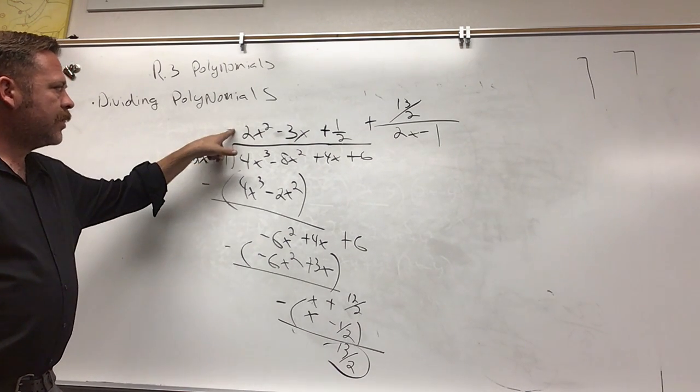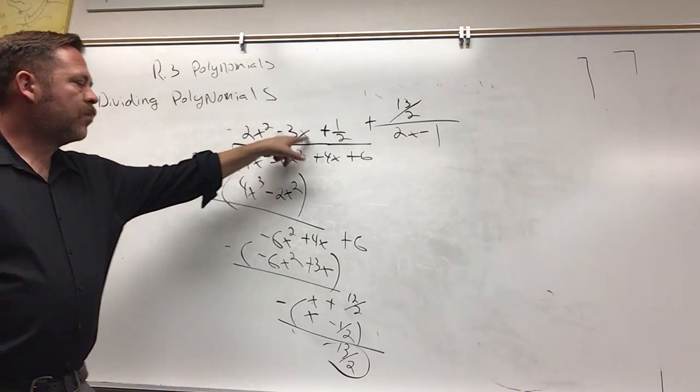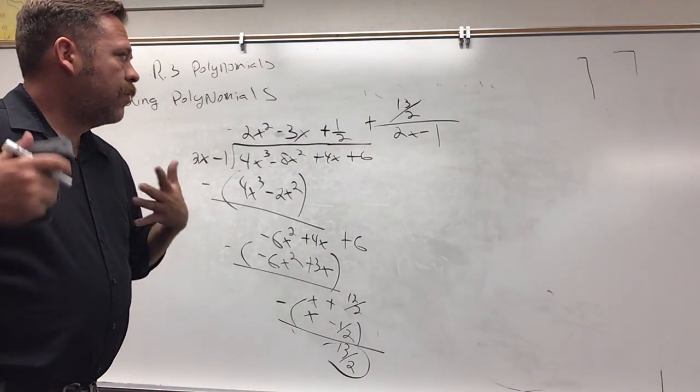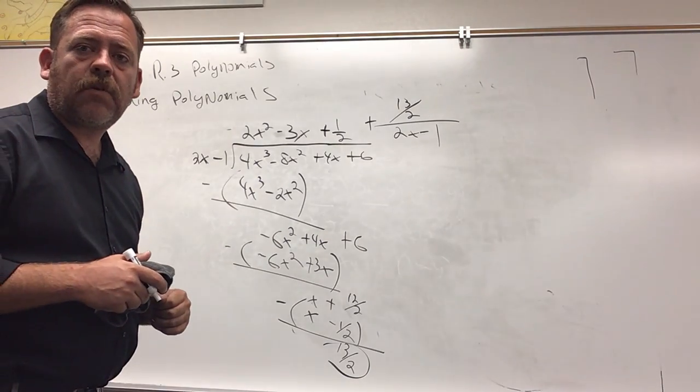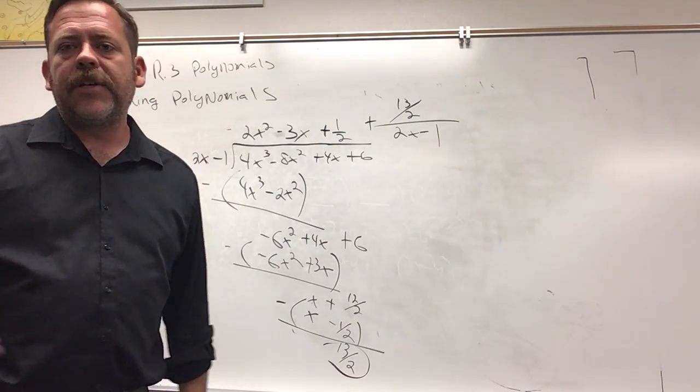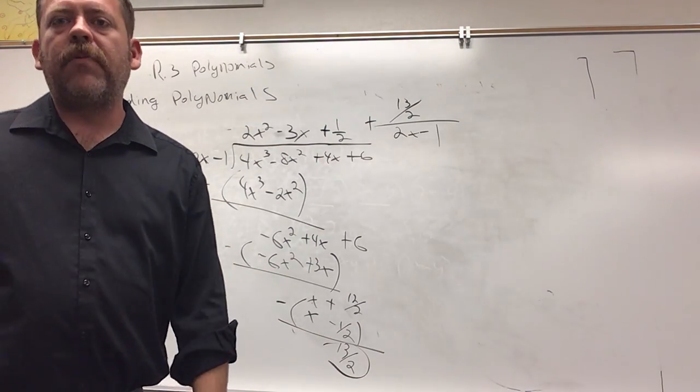All right, so this is our answer, 2x squared minus 3x plus 1/2 plus 13 halves over 2x minus 1. All right. I'm going to give you some of these to practice, and I'll kind of lead the instruction when we get back into the class.